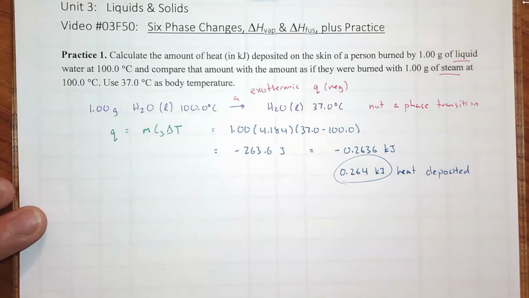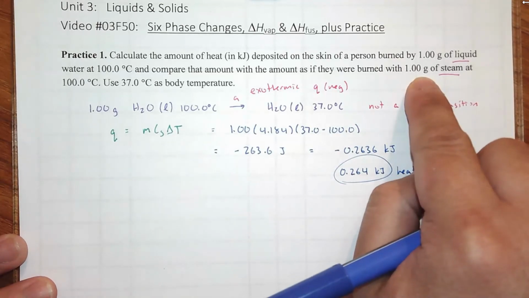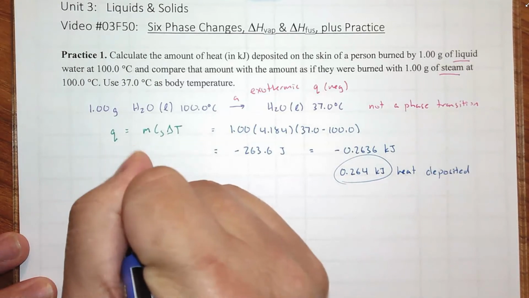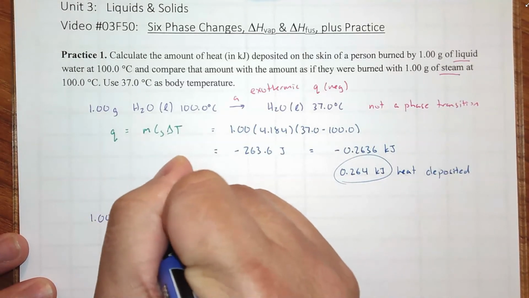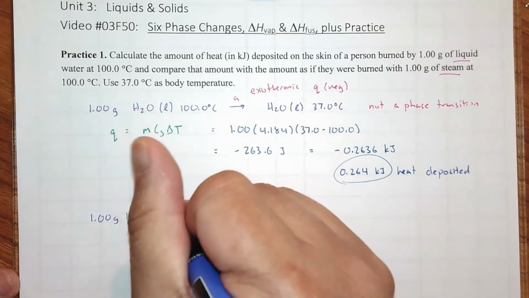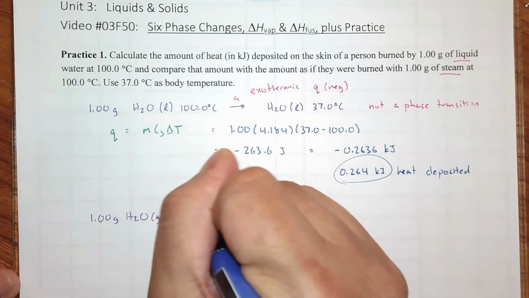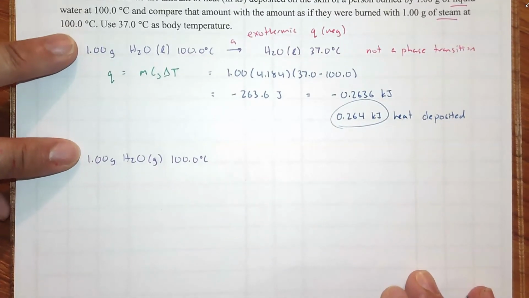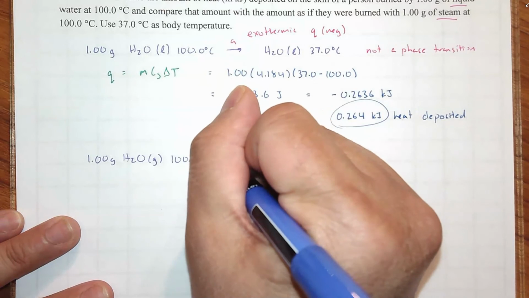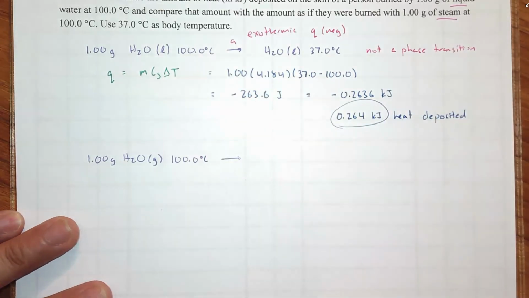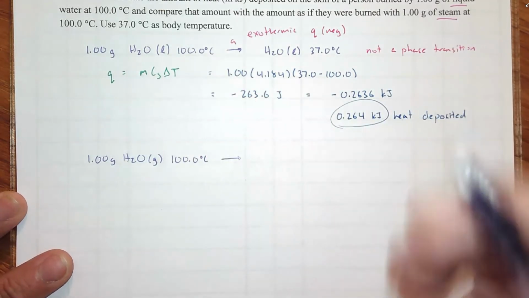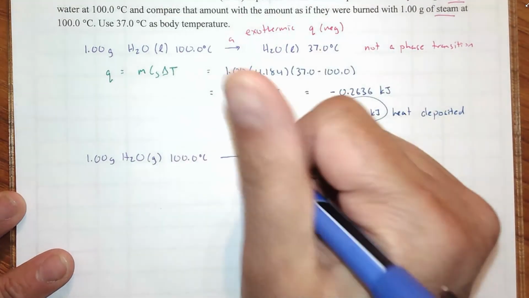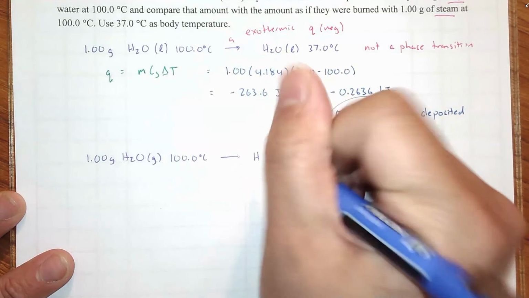Okay. Now, what if they started with steam? You have 1.00 grams of H2O gas, G for gas, at 100 degrees C. So that's a different starting point than the first example. We have to phase transition into the liquid form before we start cooling the liquid from 100 to 37. So this is a different process.